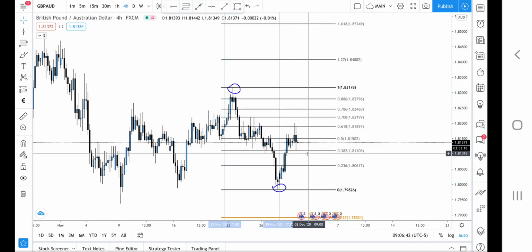Because then we can be using each of these key levels as key Fibonacci levels for support and resistance, using it in our own top-down analysis.